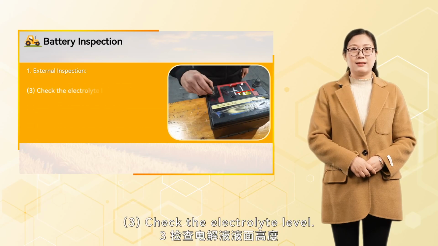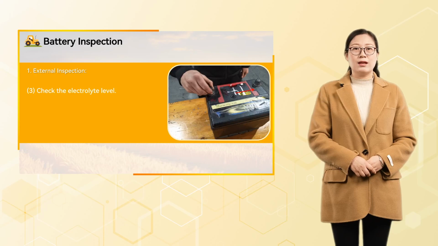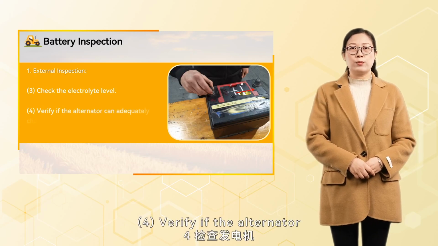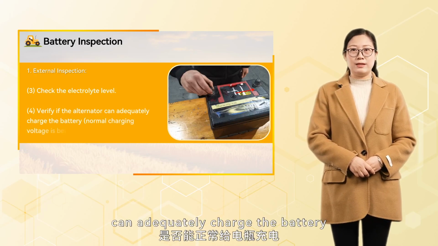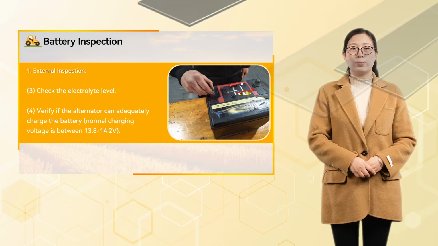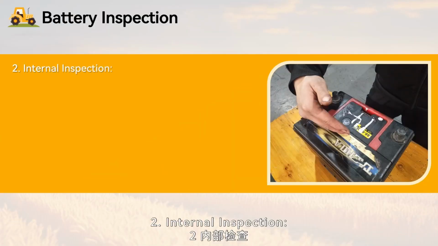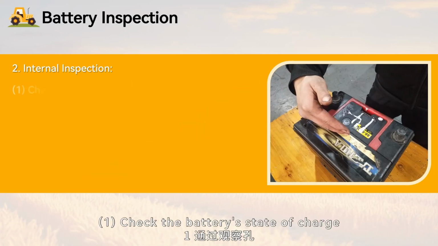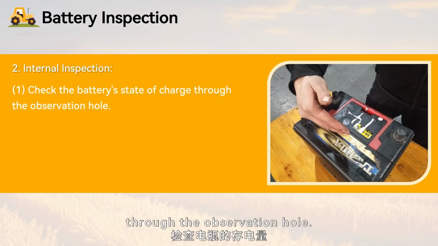3. Check the electrolyte level. 4. Verify if the alternator can adequately charge the battery. Normal charging voltage is between 13.8 to 14.2 volts. 2. Internal inspection. 1. Check the battery's state of charge through the observation hole.